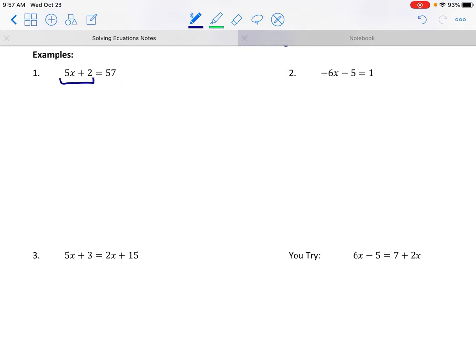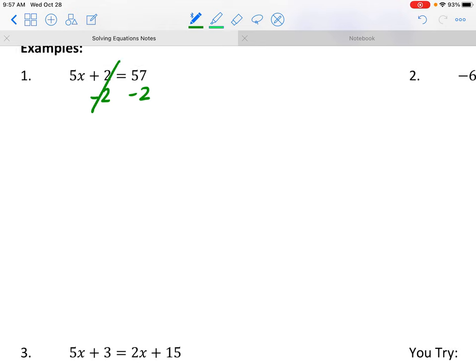No distributing or combining like terms on either side, so I don't have to worry about that. There's only one term with the variable, it's on one side of the equation, so this equation is ready to be solved. So I want to get x alone, and the first thing I'm going to do is subtract 2 from both sides. That's going to cancel those 2's, and then I still have a 5x, bring down my equal, and then 57 minus the 2 is 55.